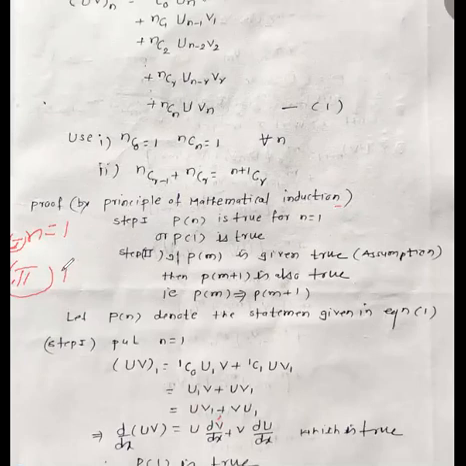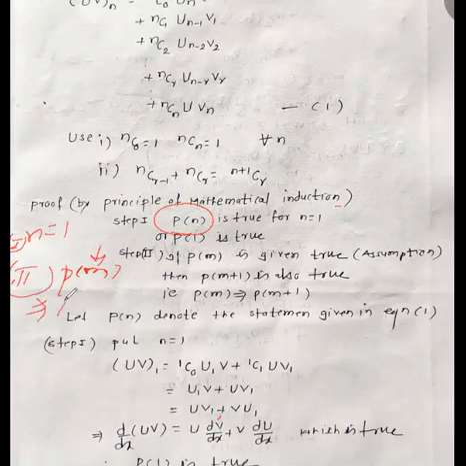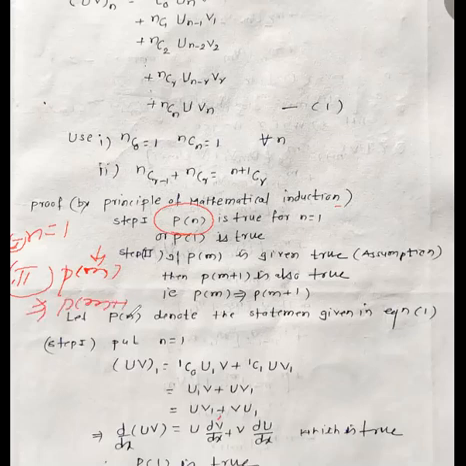assume that P of m is true. That means this statement is true for a certain value m. And this is called the hypothesis or assumption. We assume that the theorem is true for m, and using this assumption show that the theorem is true for the next value m plus 1. These are the 2 steps.